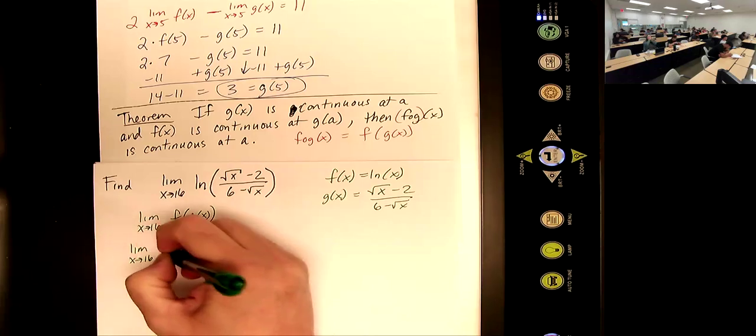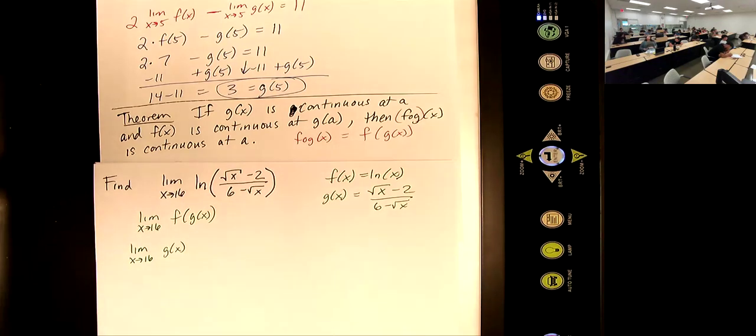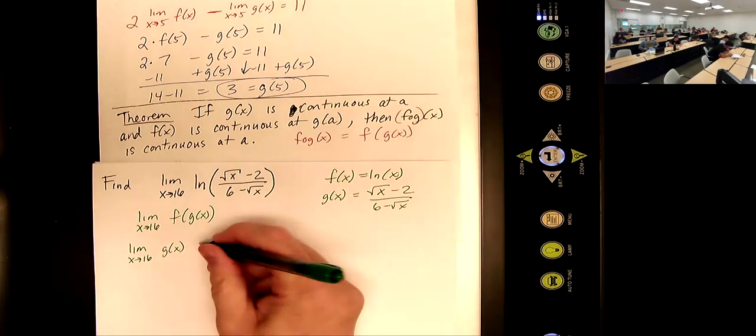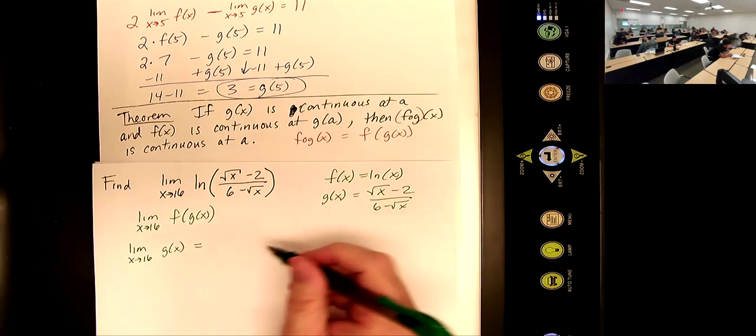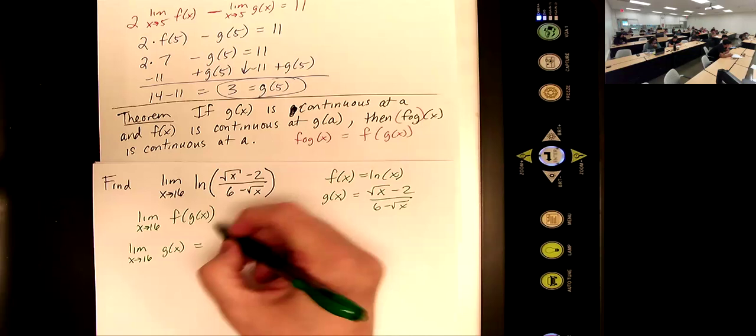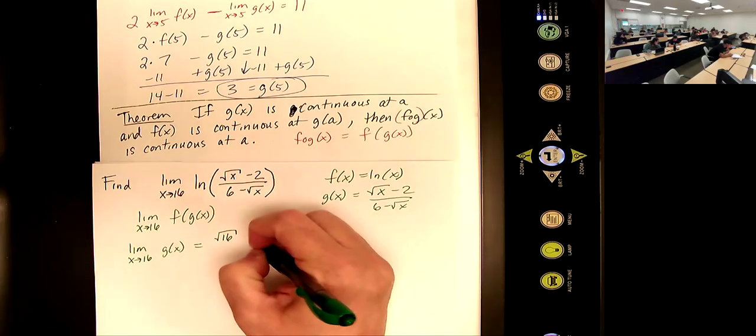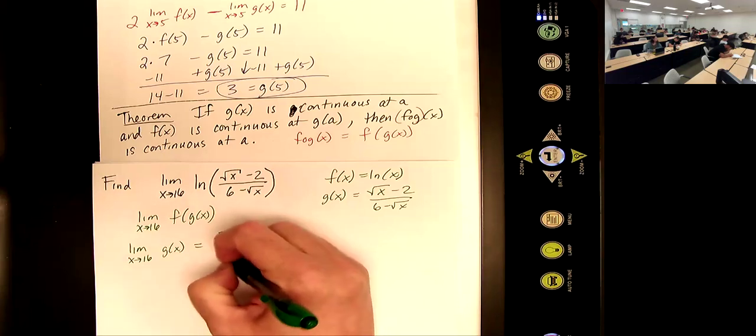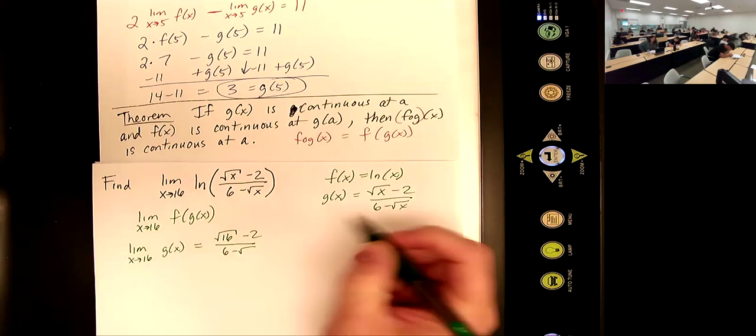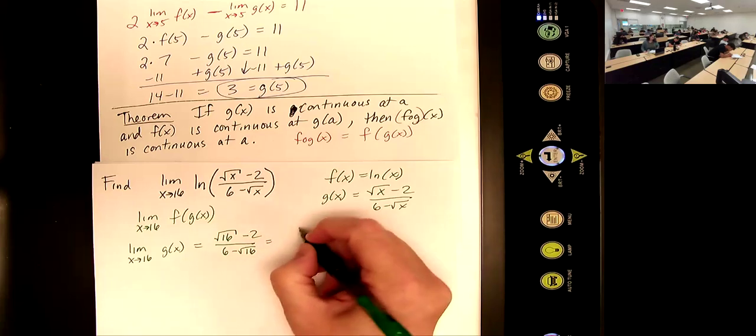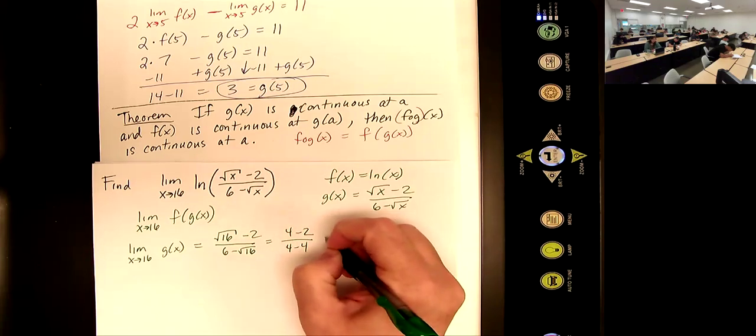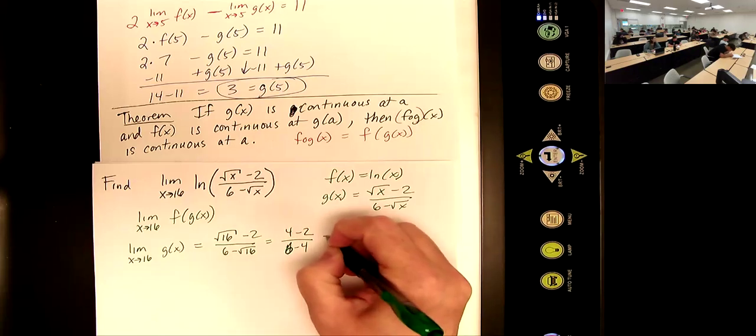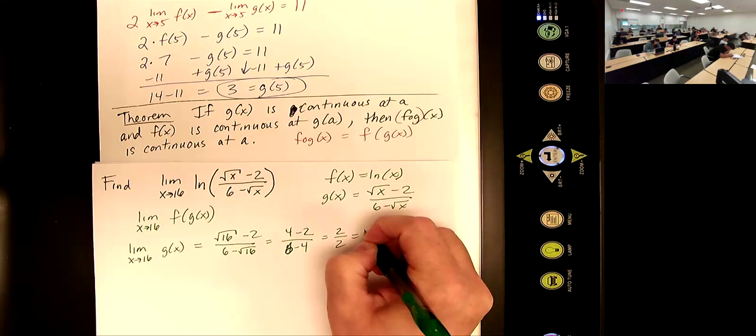let's do the limit of x approaching 16 of g of x first, because that's what we want to plug in. And there's no reason these are not continuous at 16. So we should be able to just plug it in. 16 minus square root of 16 minus 2 over 6 minus the square root of 16. Gives us 4 minus 2 on top, 6 minus 4 on bottom. I get 2 over 2, which equals 1.